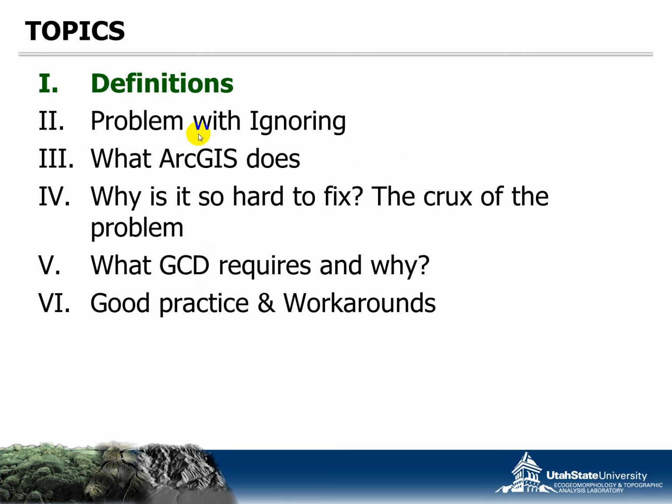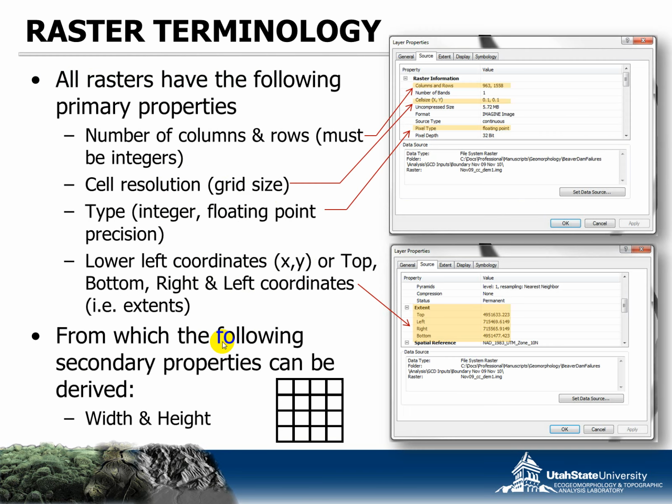So we'll go through some definitions, problems with ignoring concurrency, and then we'll explain what ArcGIS does, and then why it's so hard to fix, and kind of what the crux of the problem is and how this comes about, because being aware of that's the best way to avoid it. And then we will go into what we require in the change detection software and why, and some good practice and workarounds.